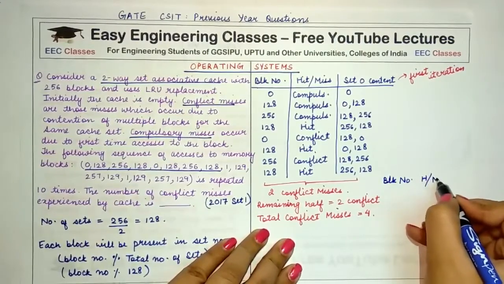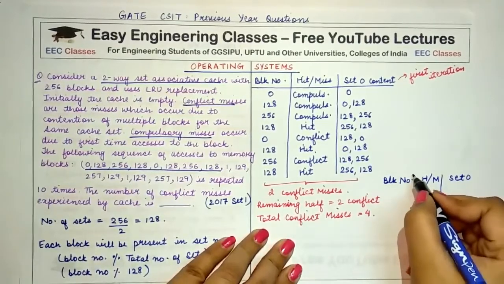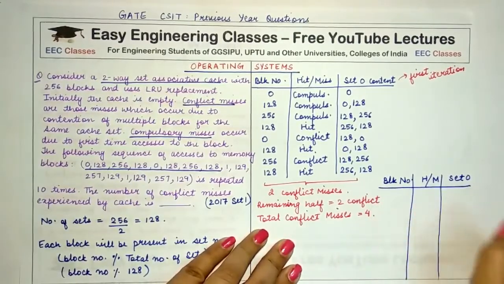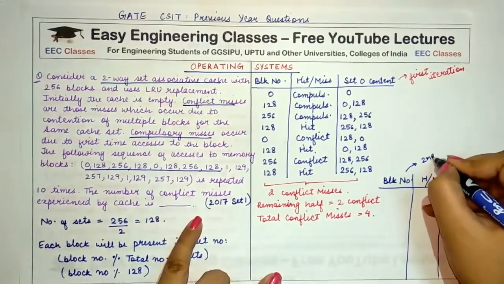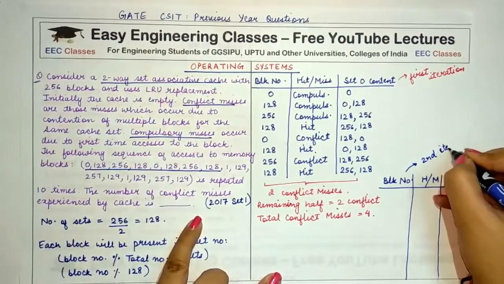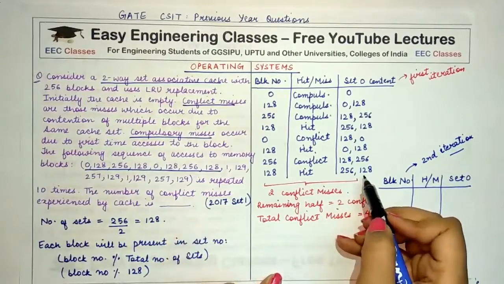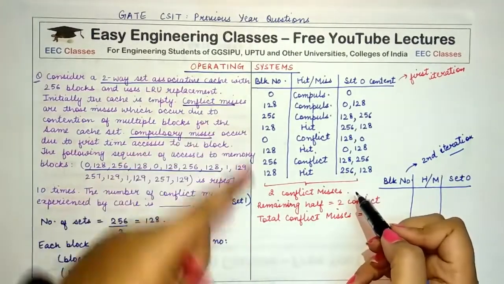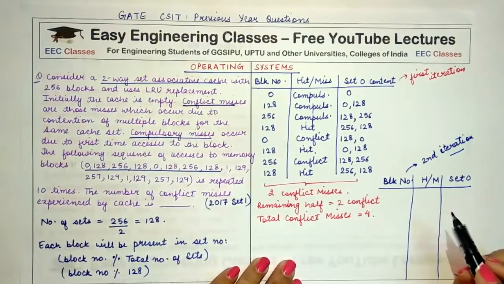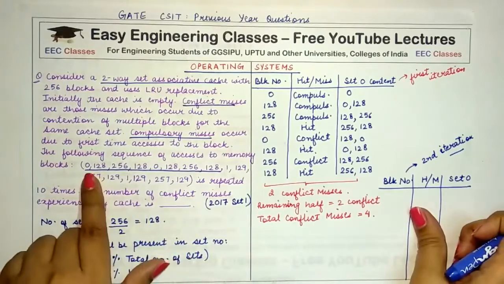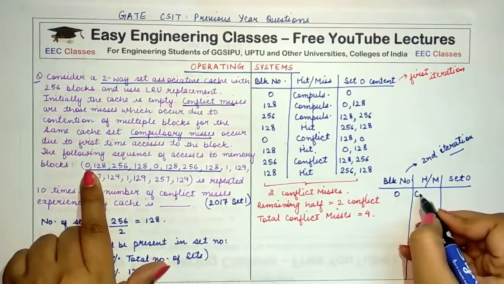hit or miss, and set 0 content. Now one thing you have to keep in mind, this is the second iteration. Alright, in the second iteration, the initial content would be 256 and 128. The last content of the previous iteration would become the first content of the next iteration, which is the second iteration. So in case of the second iteration, when initially we access 0, since 0 is not present, it would be a conflict miss.